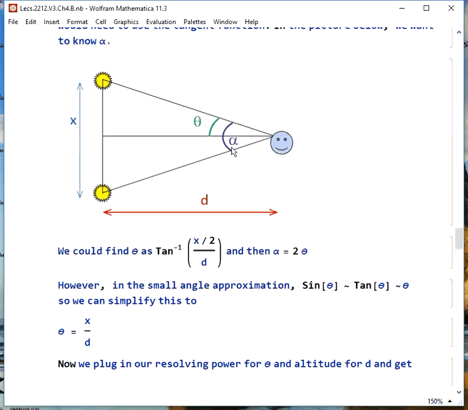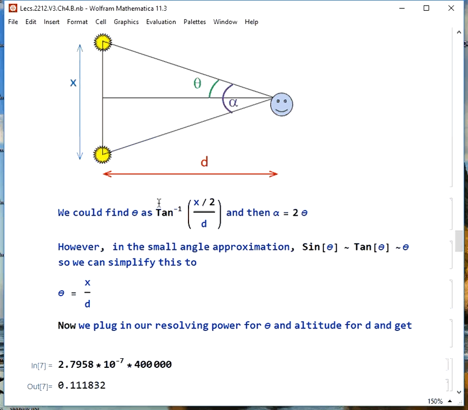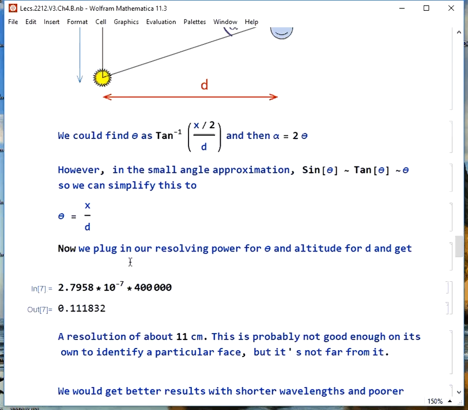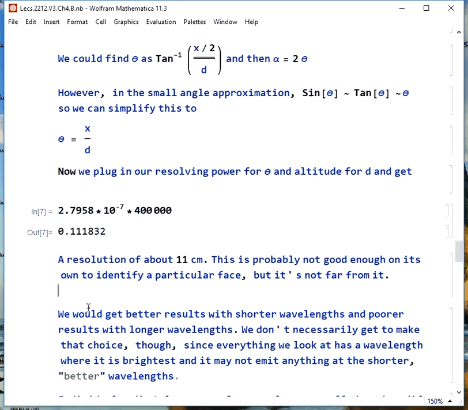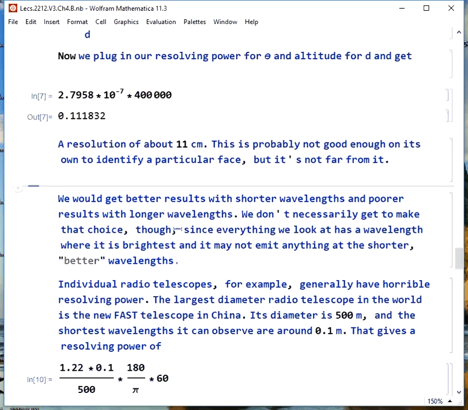However, since we are talking about small angles, sine of theta and tangent of theta are both approximately equal to theta, so that simplifies this a whole lot, and we can just write theta is x divided by d. Now, if we plug in our resolving power for theta and our 400 kilometers for d, what x do we get? We get about 11 centimeters. This is not necessarily good enough to identify a person in particular by their face, but it's not far from it, and those satellites can actually go lower.